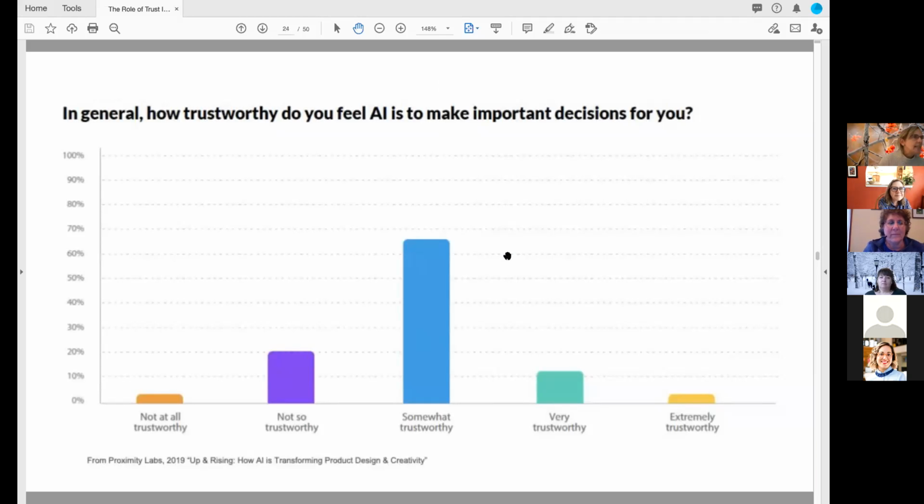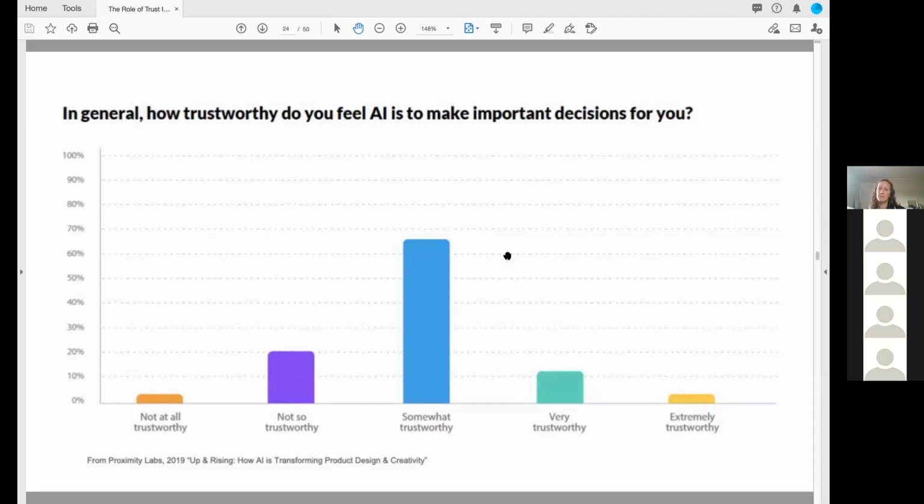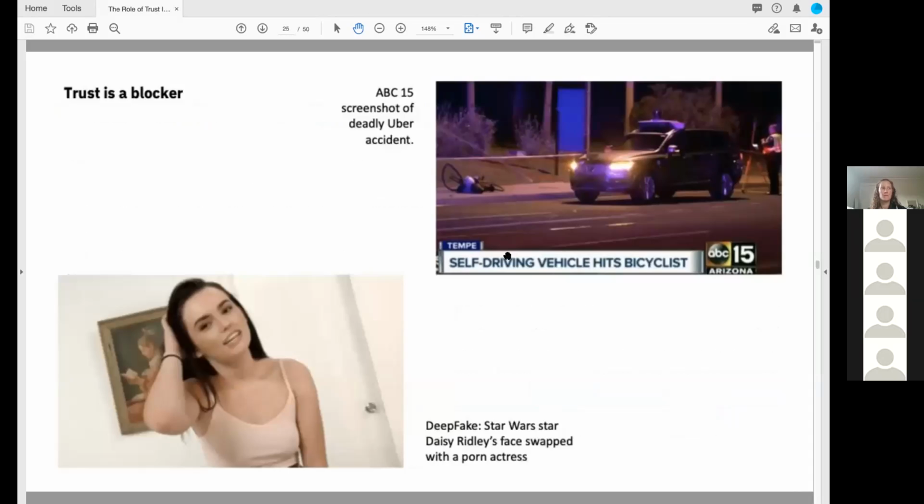In 2019, a user research group named Proximity Lab surveyed product owners, designers, and business execs to find out how trustworthy AI is in making important decisions. And most responded somewhat trustworthy. So why is that? AI gets a lot of press these days, as Elizabeth said. It's mostly bad. We hear about reports of slips and hacks, and they're quite alarming. It causes us to be concerned about our health and security.